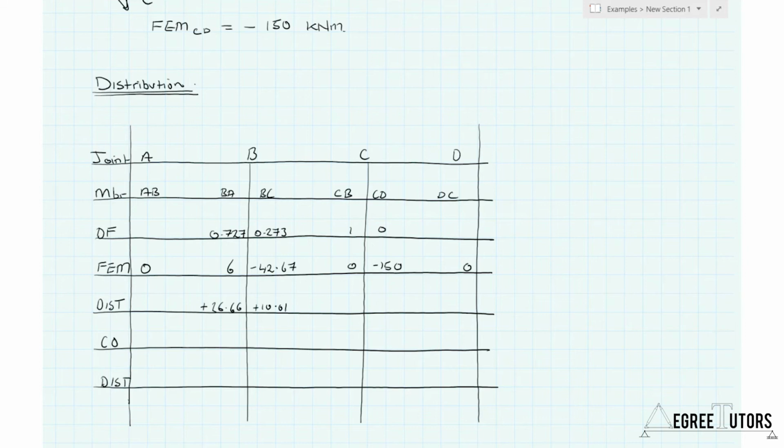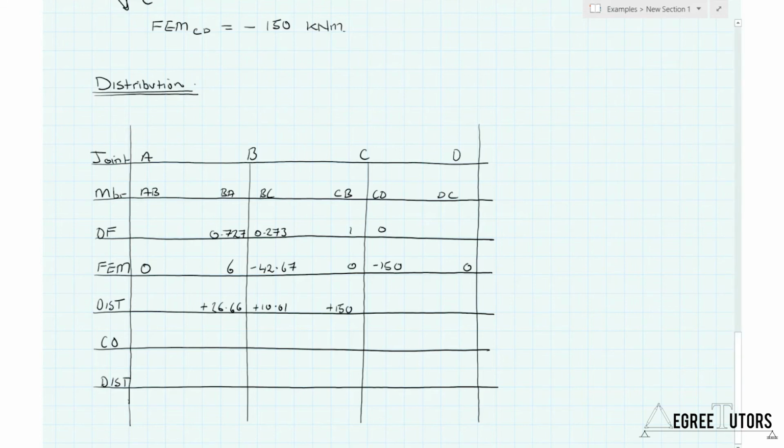Now we can move over to joint C and do the same thing over there. We say, okay, there's an anti-clockwise moment of 150. I need to balance that up. I'm going to balance it up by adding 150 kilonewton meters to that joint. But notice the distribution factors. That whole 150 has to get added to member CB. So we're going to say plus 150.